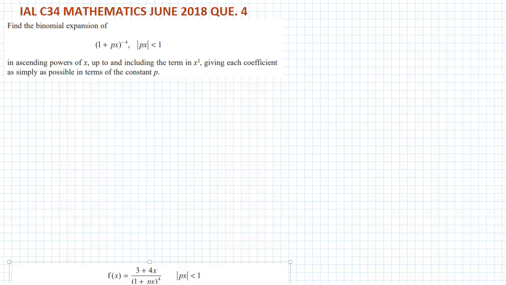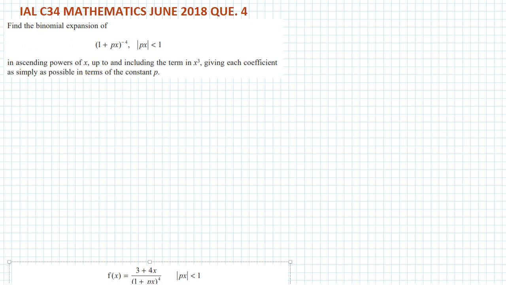Find the binomial expansion of (1 + px)^(-4), where |px| < 1, in ascending powers of x, up to and including the term in x cubed, giving each coefficient as simplified as possible in terms of the constant p.